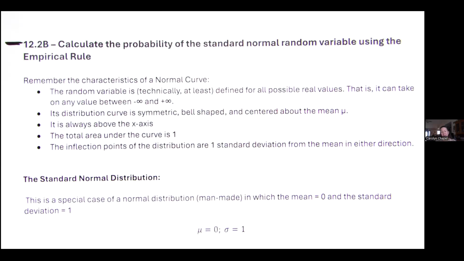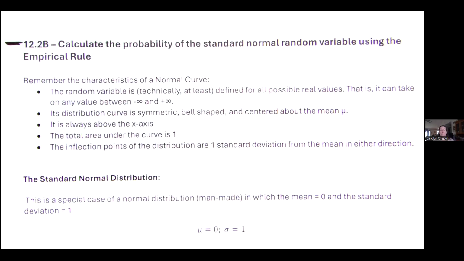So remember some of the things, first of all, about the normal curve. It is about a random variable that can take on any values from negative infinity to infinity. Now, granted, some of the very edges will have very small probabilities, but this way we're allowed to kind of cover all of our bases. It is a distribution curve. It's symmetric. It is bell-shaped, and it will be centered around the mean.